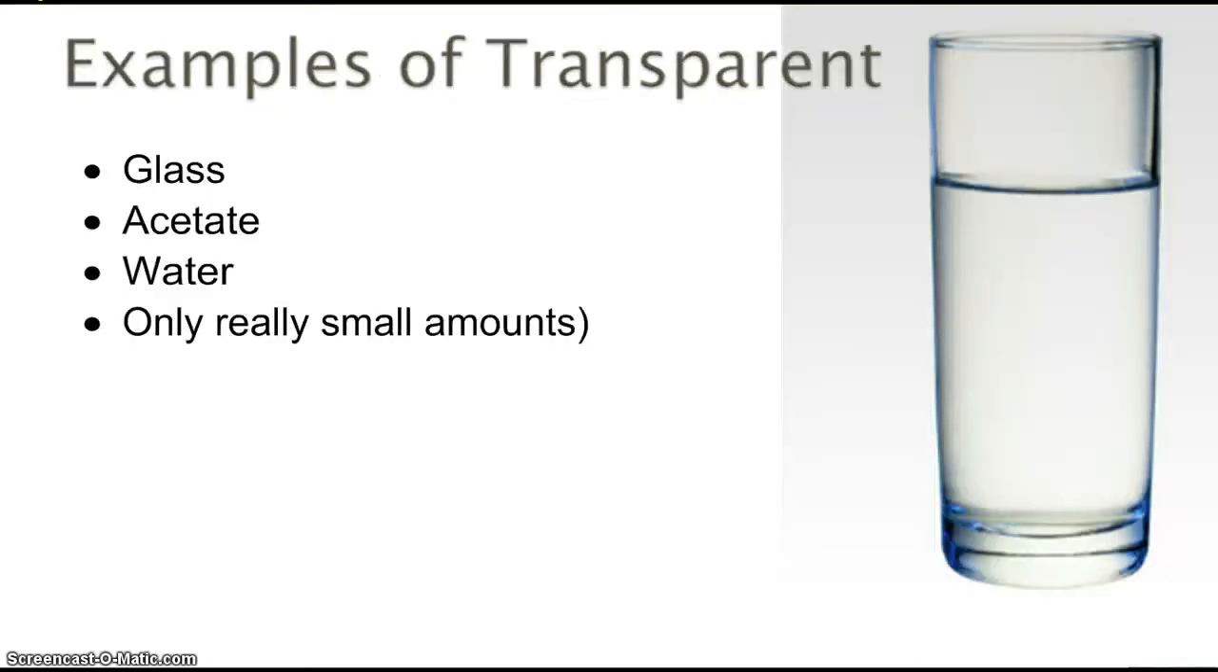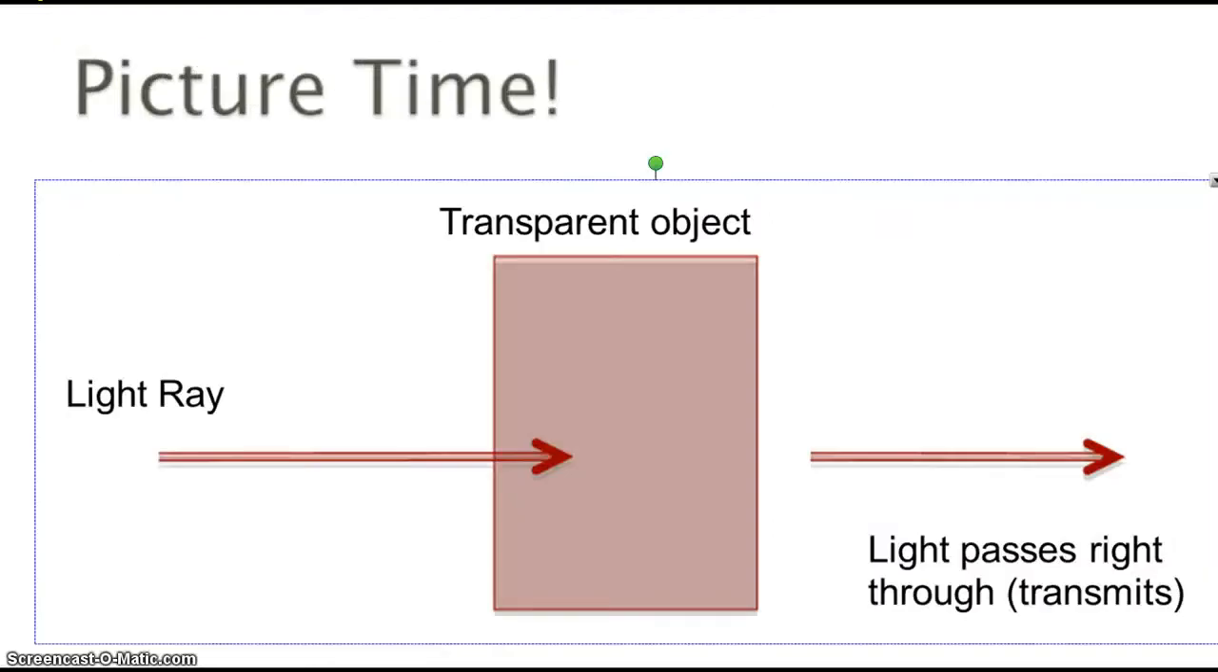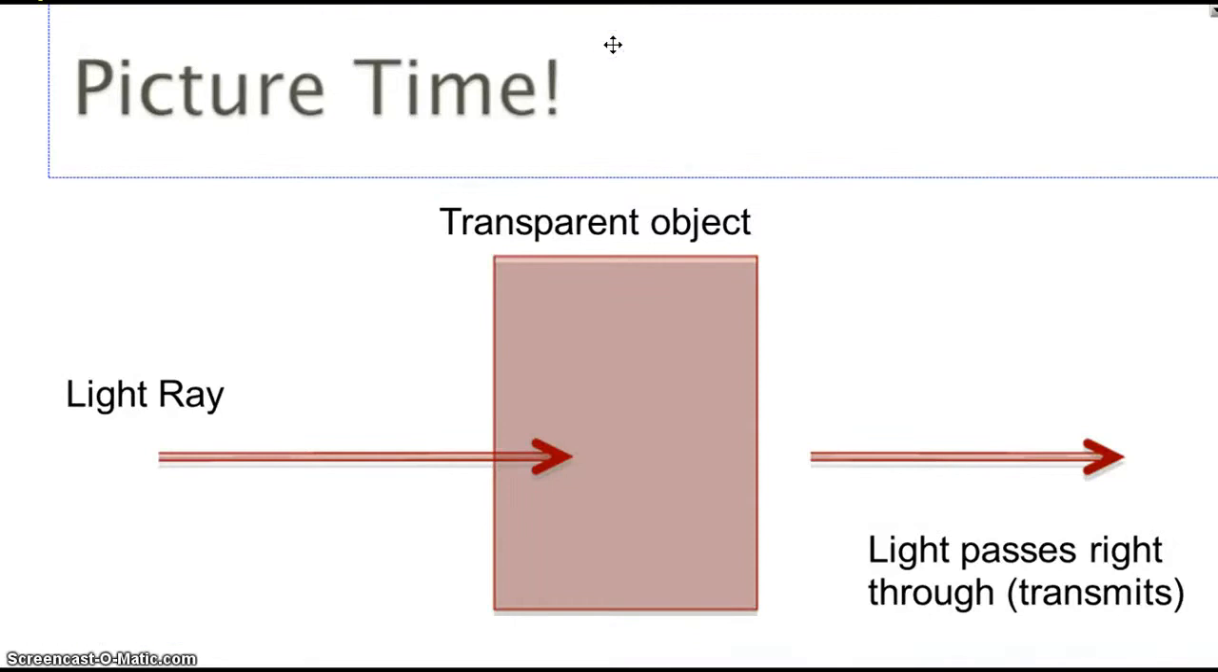Examples of transparent: glass, acetate, and water. But water really only in small amounts, and we will talk about why a little bit later. So those are examples of objects that are transparent that allow light to clearly pass through it. Picture time! So what happens with transparent objects is that light rays go in and they pass through the object. They directly pass through the object, or it transmits light.